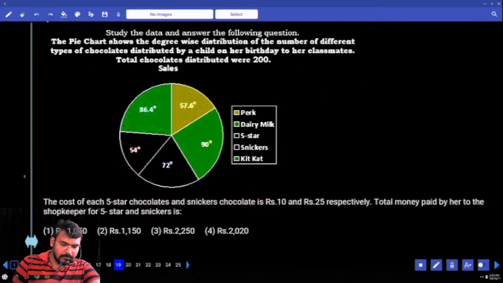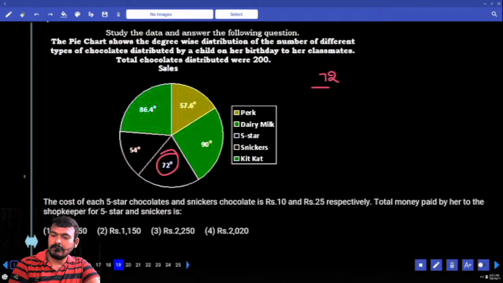Next, question number 19. The cost of each 5-star chocolate and Snickers chocolate is 10 rupees and 25 rupees respectively. The total money paid by her to the shopkeeper for 5-star and Snickers are. First 5-star, how many degrees are there? 72 degrees. Total how many degrees are there? 360. 72 by 360.